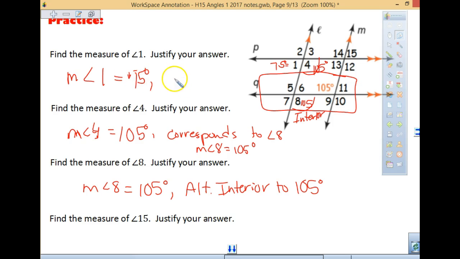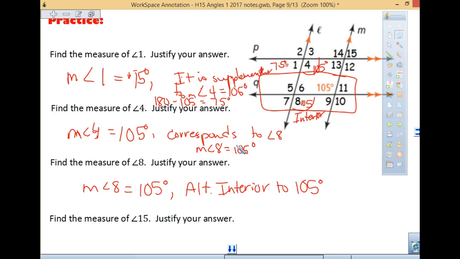Why does it have to be 75 degrees? To justify our answer, it is supplementary to angle 4, and I'm going to put in front of that angle 4 the measure of angle 4, which equals 105. So what we had to do was take 180 minus 105 to get the 75 degrees. Some of you still weren't writing, put it down. Make sure you put it down.